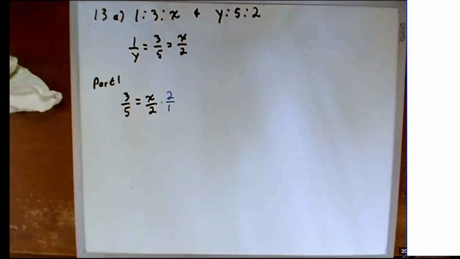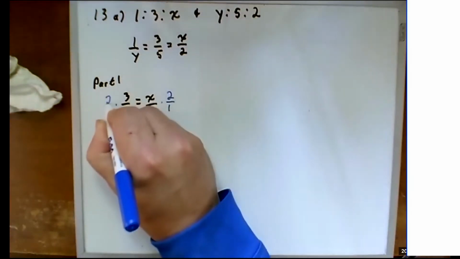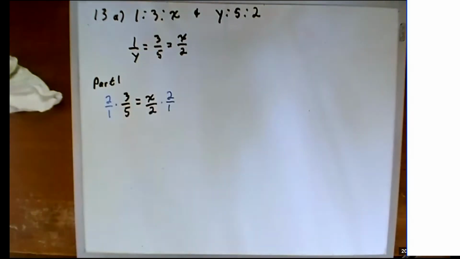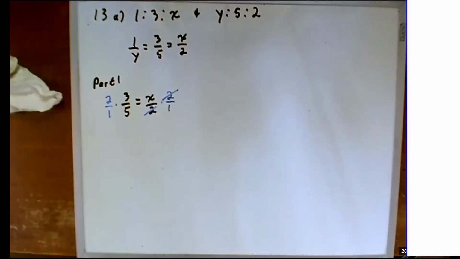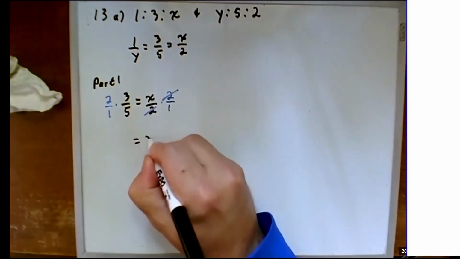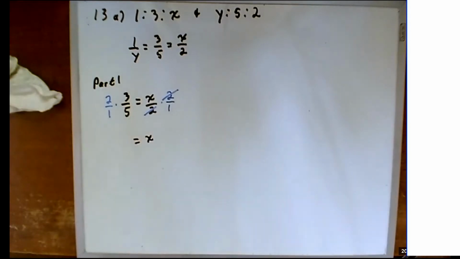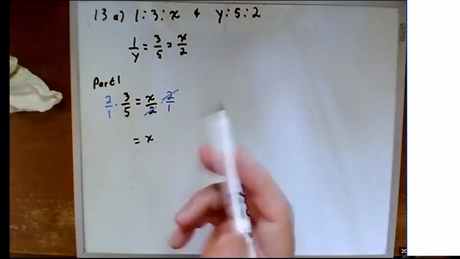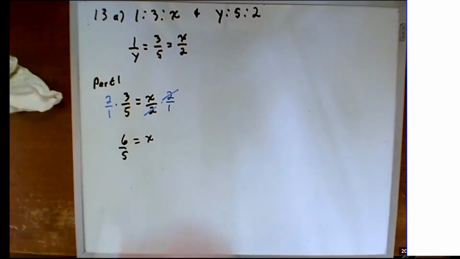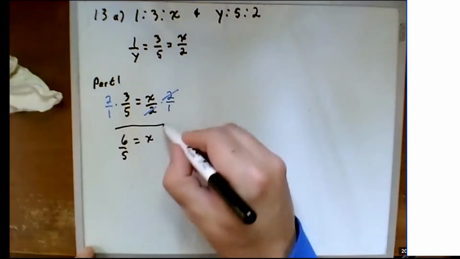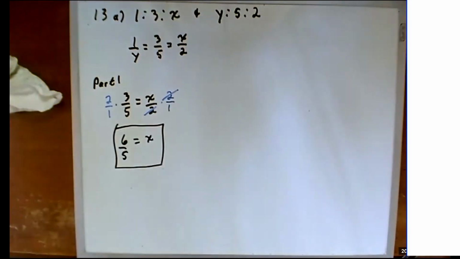And just for clarity, I'm going to call that 2 over 1 so that everybody can see what I'm doing. Whatever we do to one side of an equation, we must do to the other. So I will multiply this by 2 over 1. When I do that, these 2's cancel, and I'm just left with x on the right-hand side. On this side, 2 times 3 gets me 6, and 1 times 5 gets me 5. And we're done. That's how we get an answer for x.